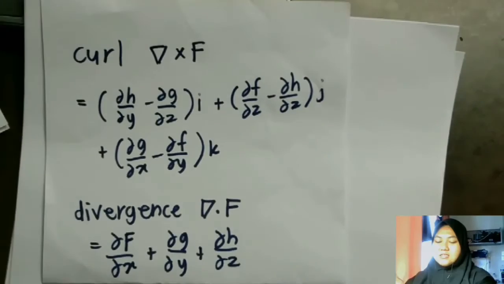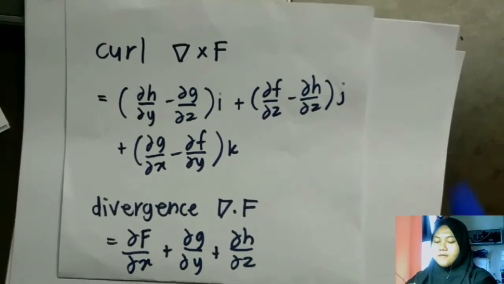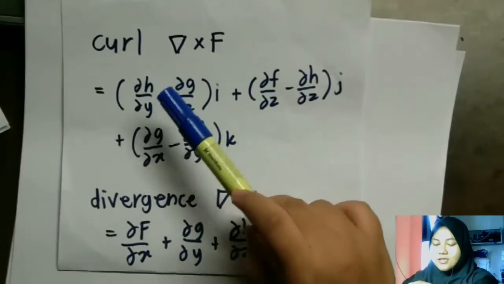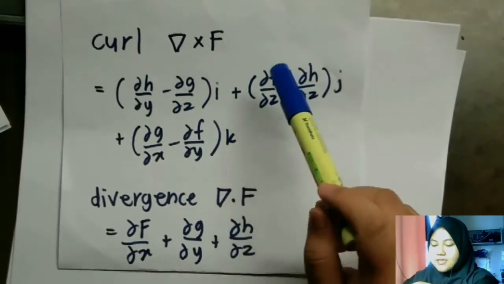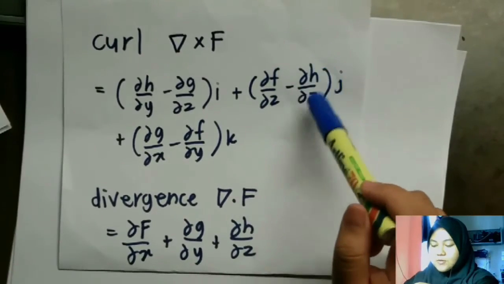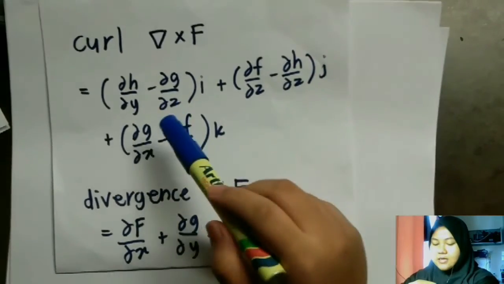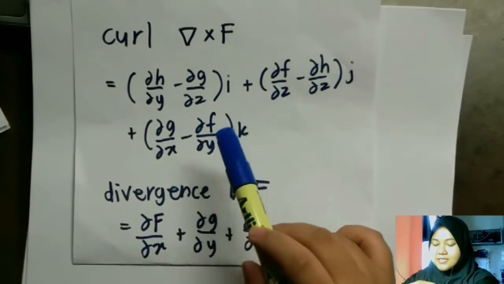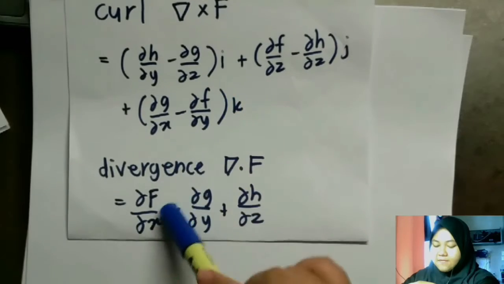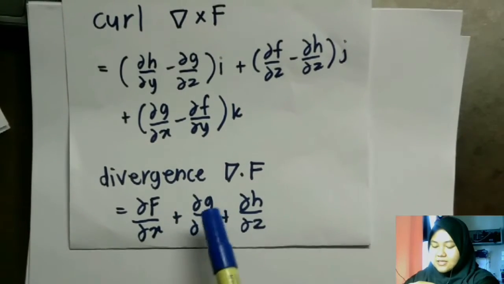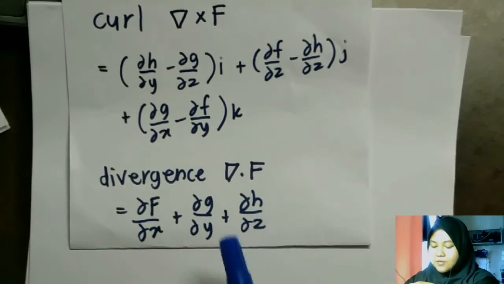Alright, so next is the curl and divergence part. As we know, the formula for curl is del h over del y minus del g over del z i, plus del f over del z minus del h over del x j, plus del g over del x minus del f over del y k. The divergence formula is del f over del x plus del g over del y plus del h over del z.